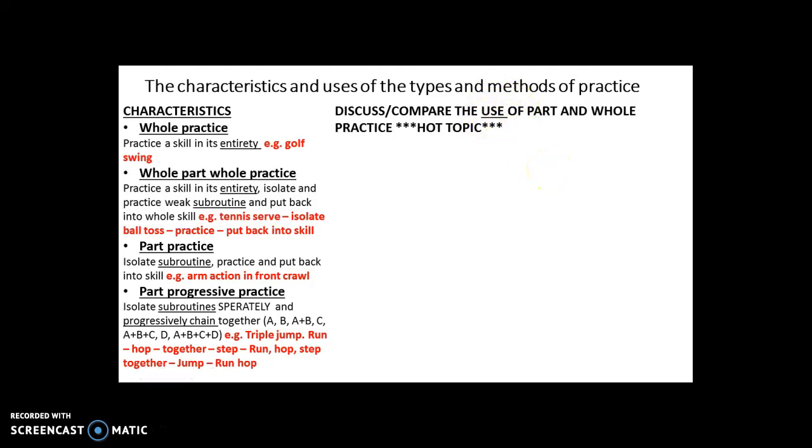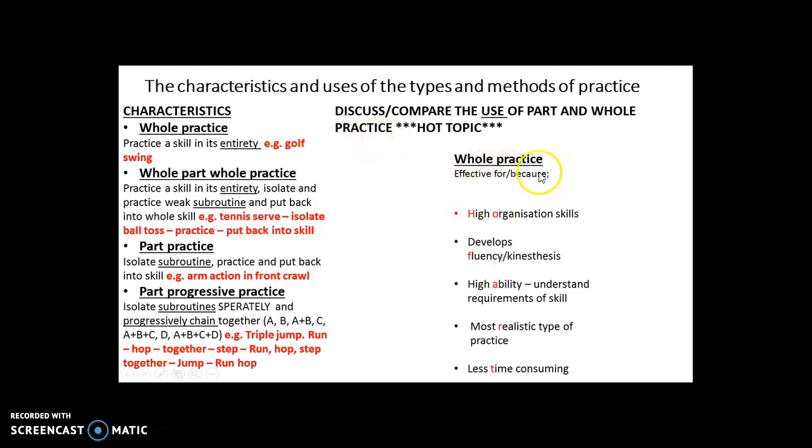So have a look first of all then at whole practice. Whole practice, doing a skill in its entirety, is most effective for, or because, or effective for in this case, high organisation skills. Because as you'll remember from the classification of skills screencast, high organisation skills can't be broken down into subroutines. A golf swing cannot be broken down into subroutines. So these skills are absolutely vital to be taught as a whole because you can't break them down into anything. So it's very effective for them.